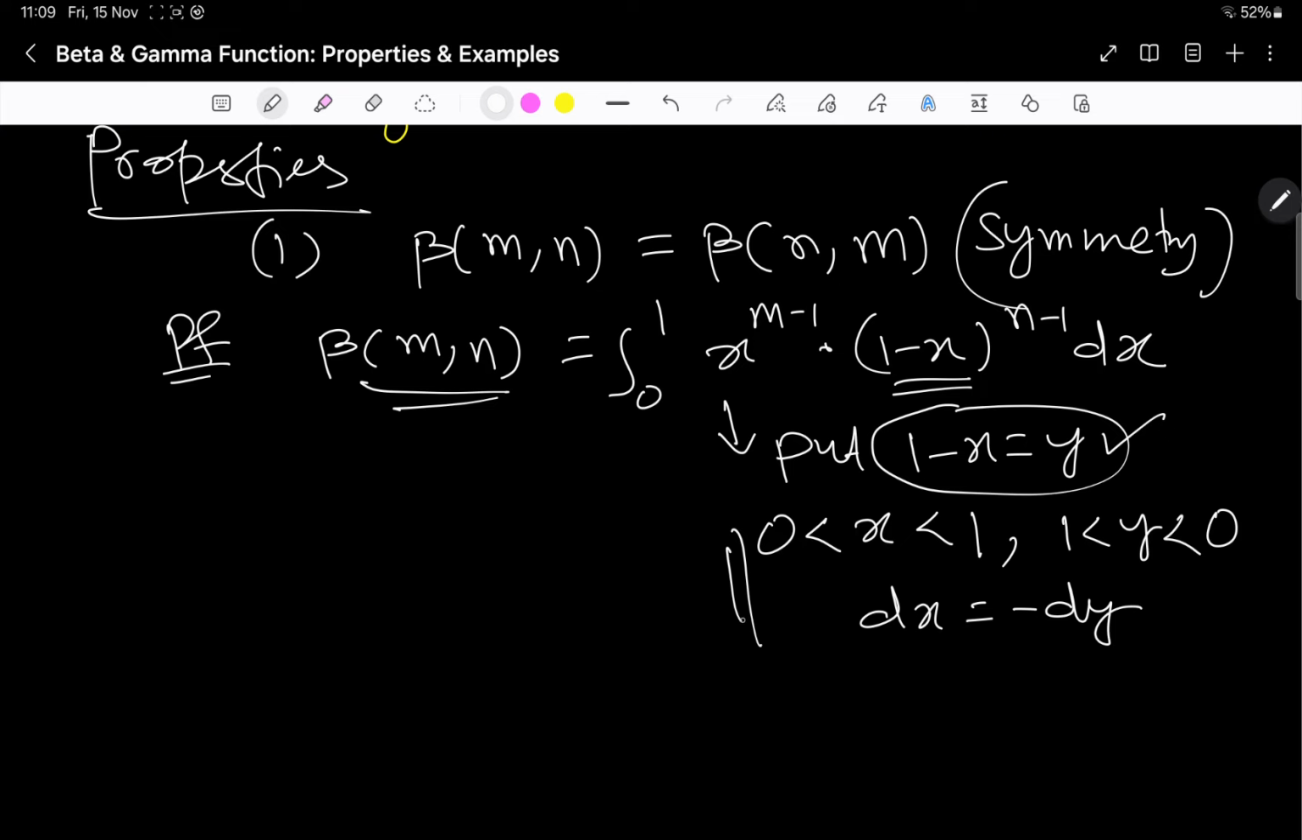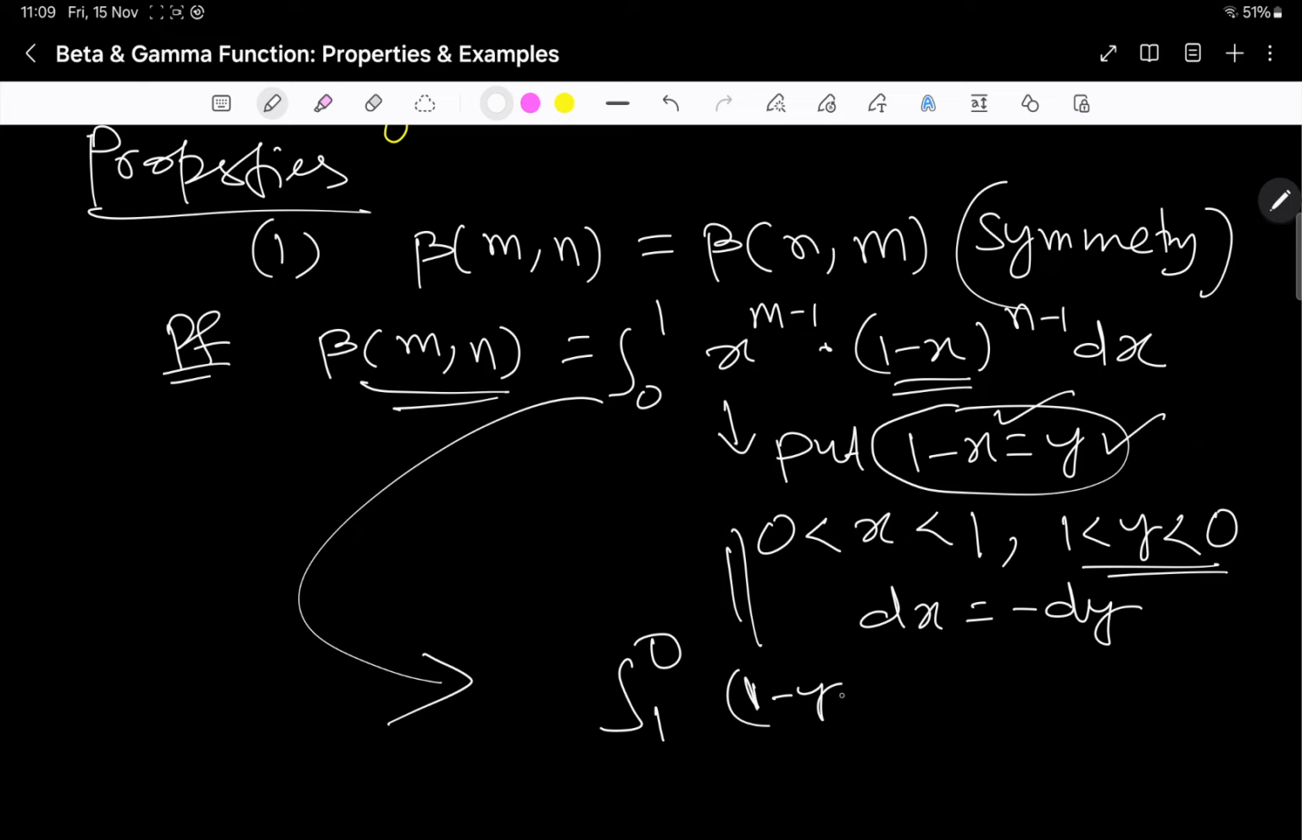You substitute this thing over here. So this will give you integral 1 to 0. 0 to 1 becomes 1 to 0 here. Then what happens to your x? x is here 1 minus y. It is 1 minus y to the power m minus 1, and it is here y to the power n minus 1. It is minus dy. So minus of dy.